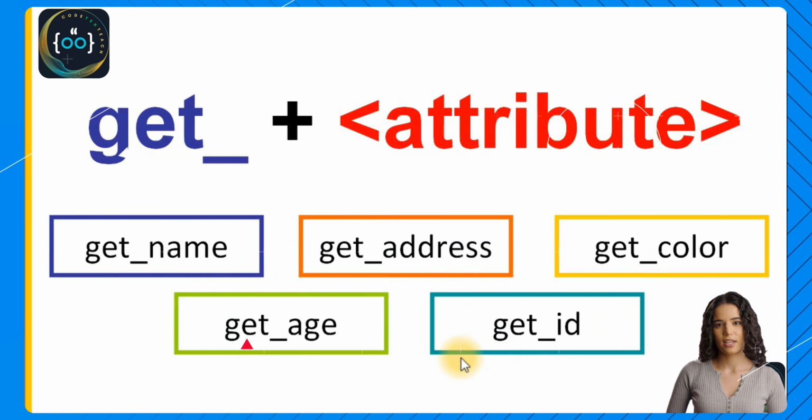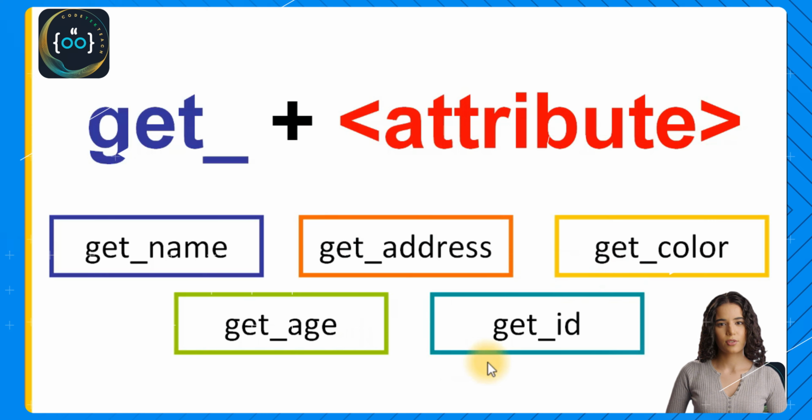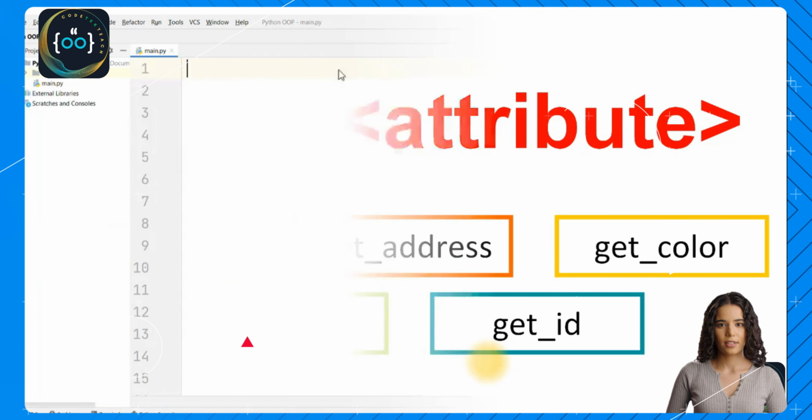Right here we have some examples. get_name, get_address, get_color, get_age, and get_id. These are all examples of getters for those specific attributes. Let's see an example in our code.